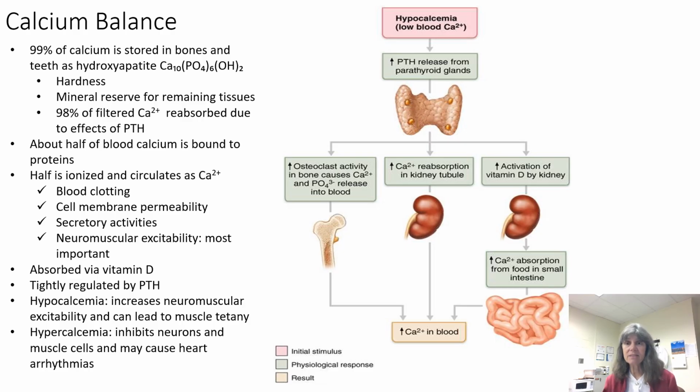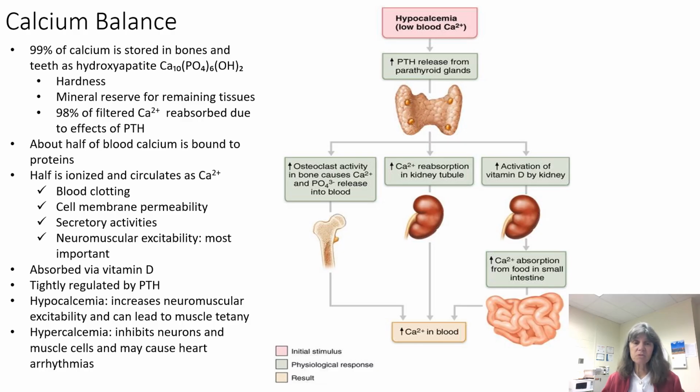About half of the calcium that circulates in our blood is bound to proteins, and the other half is simply circulating as a cation. And the reason we need specific levels of calcium in our blood is because calcium is important for blood clotting. It also helps with cell membrane permeability. It's involved in secretory activities and neuromuscular excitability, in which it plays its most important role.